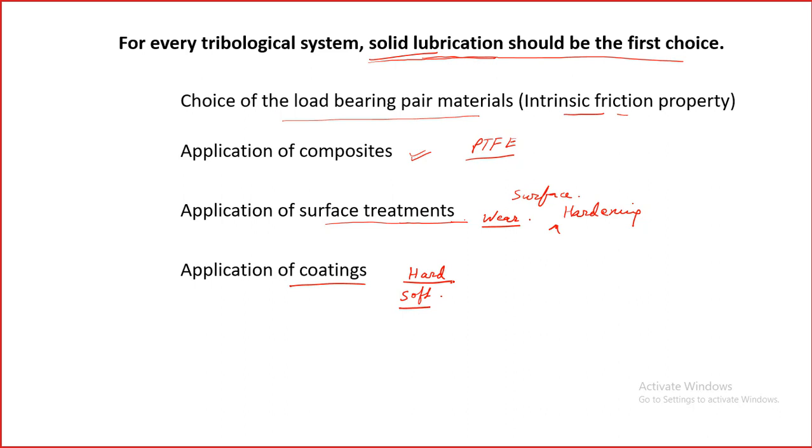Hard coating will be, as I said, some oxides or carbides. Silicon carbide is one good example, silicon carbide coating. These hard coatings are applied often on tool materials, because with the tool materials our main concern is to reduce wear, and of course we also want to reduce friction, but wear is one of the most important criteria.